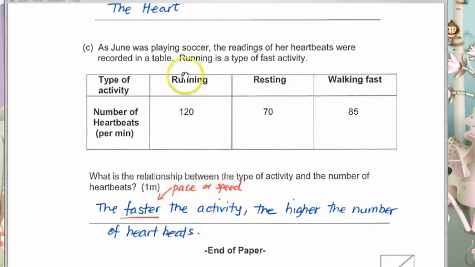All right, something happens here that allows the heart to pump more than this. So what is happening here? Movement. Activities are more in running than resting, than just by mere walking fast. So the relationship is the faster you move, the more energy it requires you to move your body, the higher your heartbeat is. So it has to do with the speed of the activity and the number of heartbeats, higher or lower. All right, that's the end.